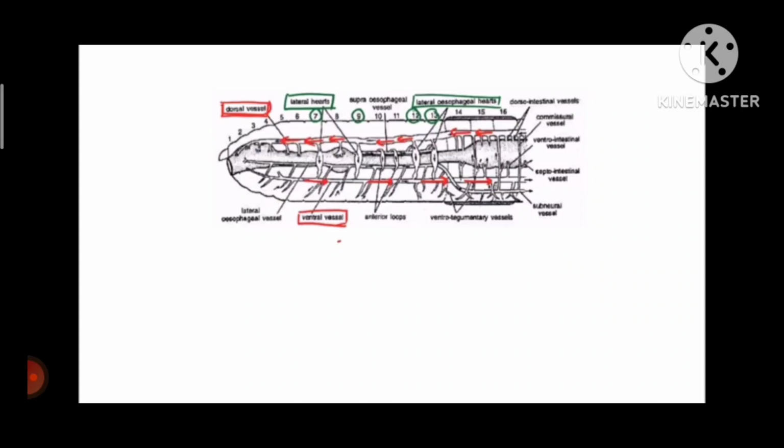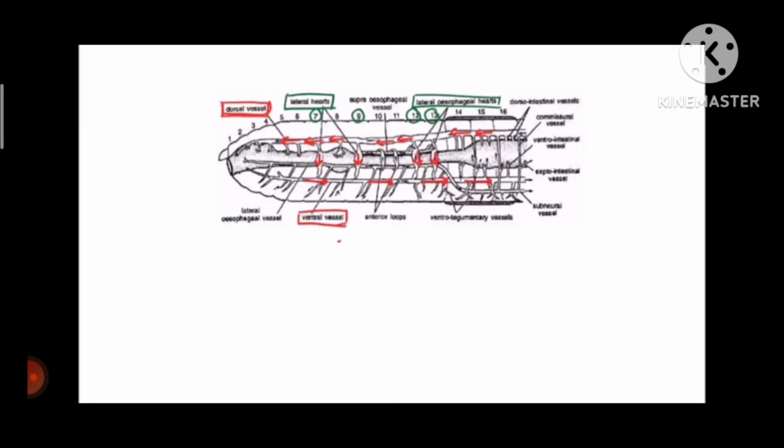These hearts are basically connecting the dorsal vessel with ventral vessel. And the flow of blood is from dorsal to ventral. That is from the dorsal blood vessel to the ventral blood vessel. Like this.